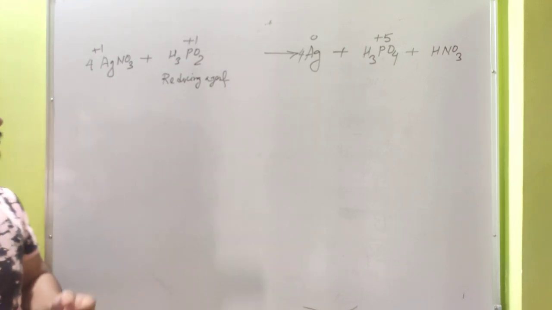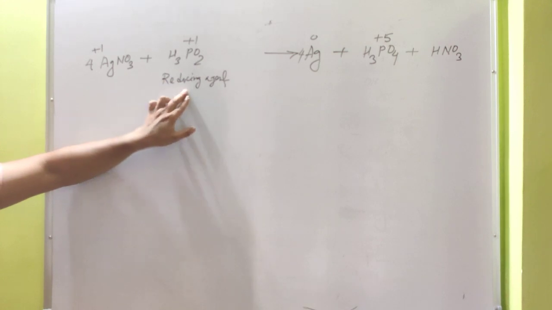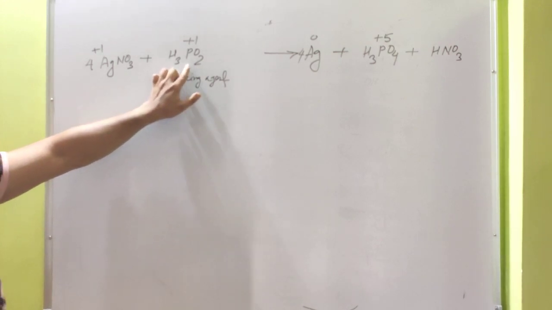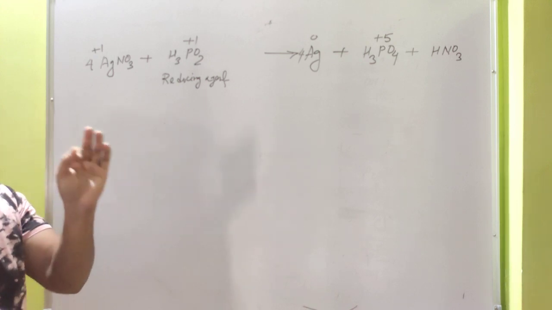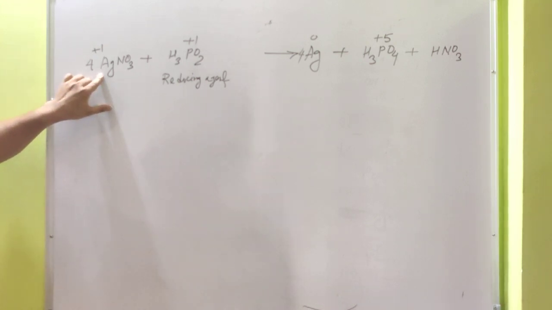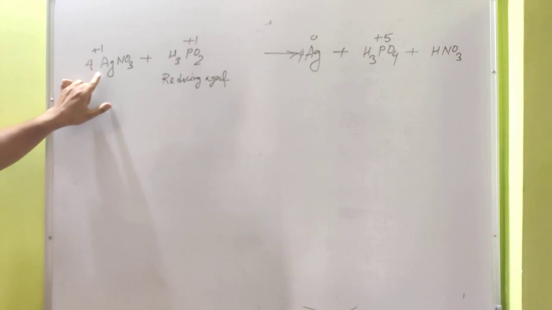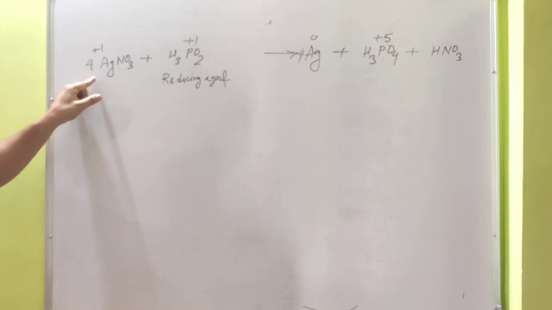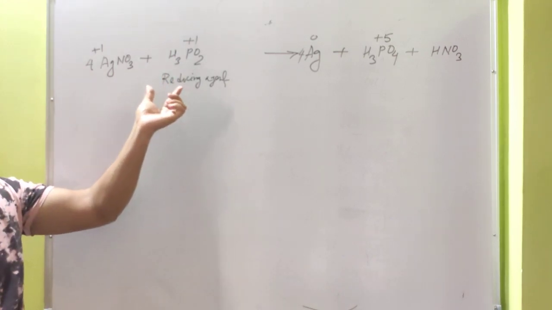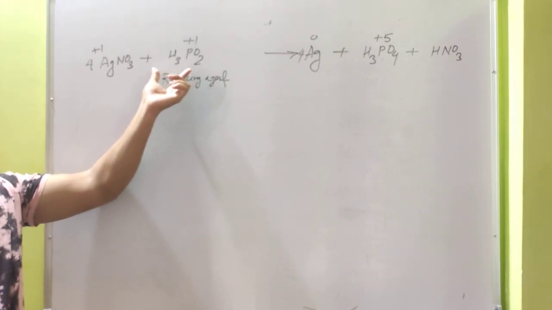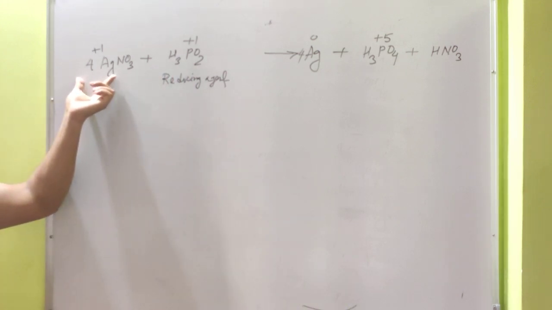I am repeating. Here it is the reducing agent. 4 electrons lost by phosphorus, that electrons you have to place before silver nitrate. The electrons gained by silver you have to place before this one, because the electrons lost by this species will be taken by this species.